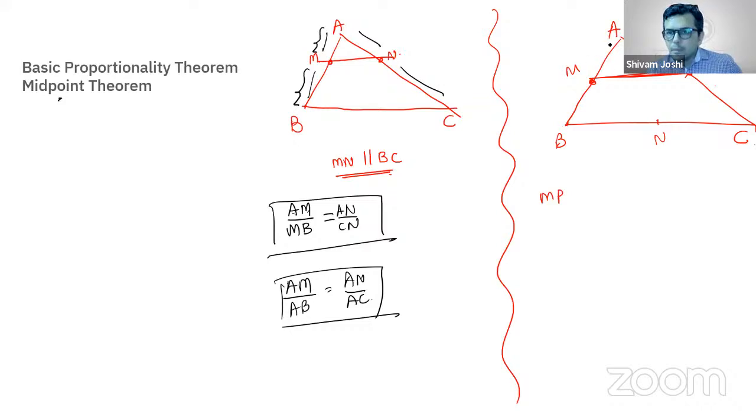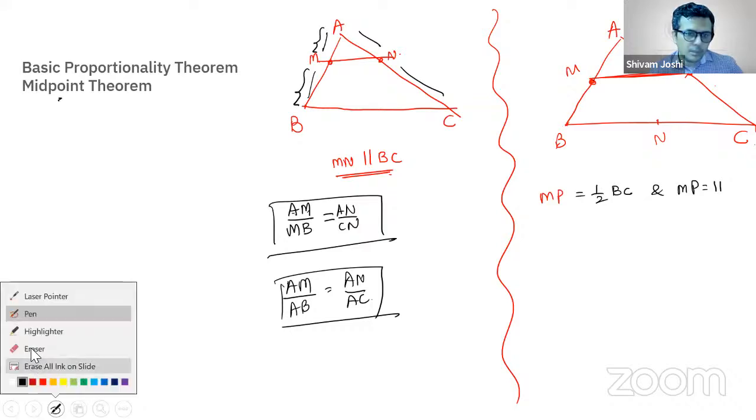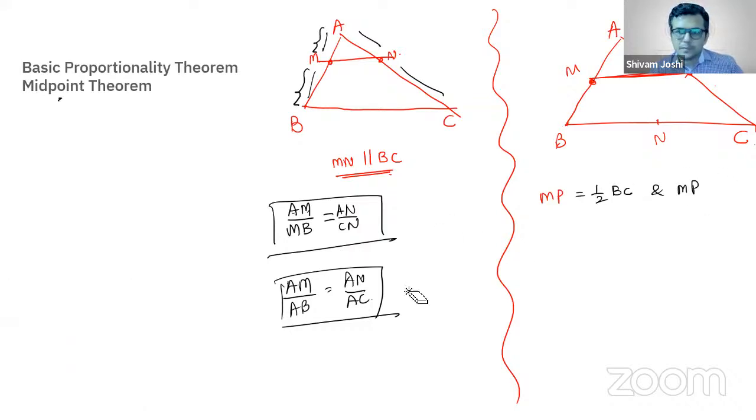Okay, coming back to the midpoint theorem. If I'm joining the midpoints of AB and AC, M is the midpoint of AB, P is the midpoint of AC. If I'm joining MP, then MP will be half of BC and MP will be parallel to BC. MP is parallel to BC.